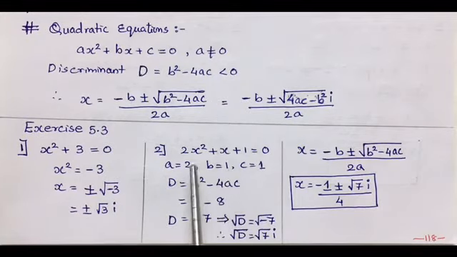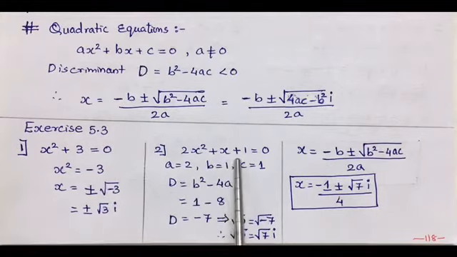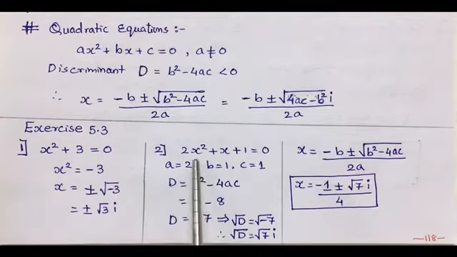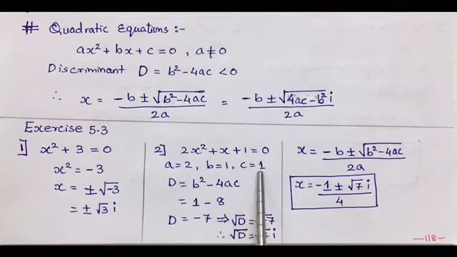Question number 2. The quadratic equation is 2x square plus x plus 1 equal to 0. Now to calculate D from this equation, we will collect the coefficient of x square as a, coefficient of x as b, and the constant as c. Calculating D by using the formula b square minus 4ac, we get 1 minus 8 after substituting all the values. Now 1 minus 8 gives the value of D as minus 7.